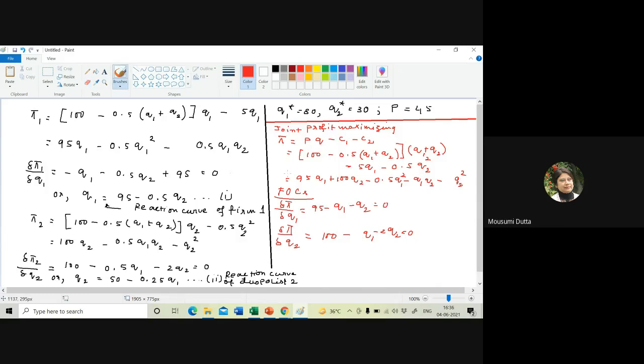Solving these two equations, as you are telling, Q1 is 90. Yes, ma'am. And Q2 is 5. Previously it was 80 and 30. Now you are getting a total of 95. And what will be the price? 52.5.